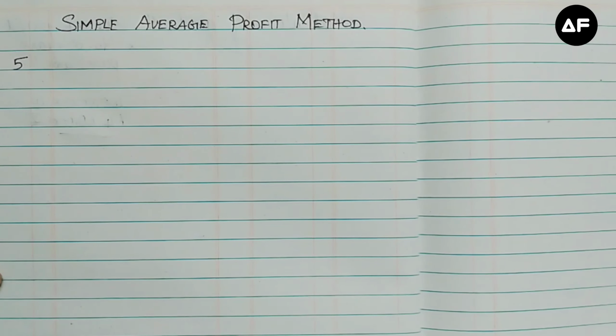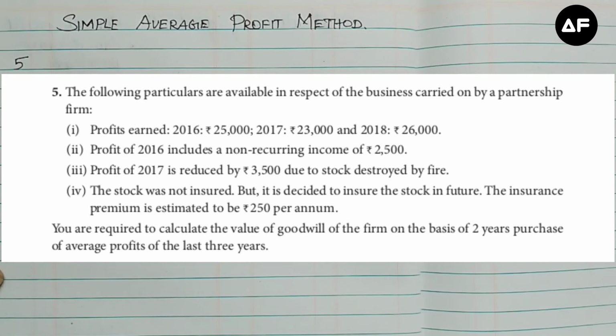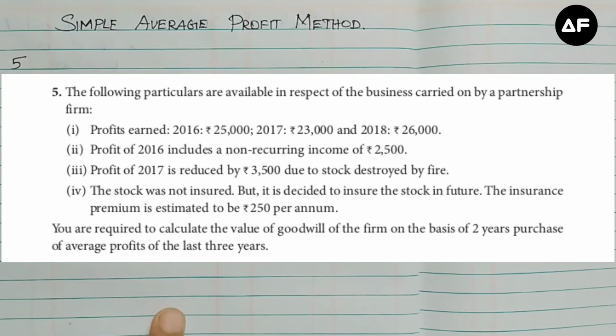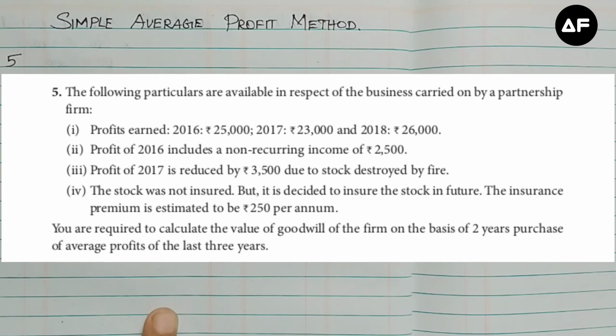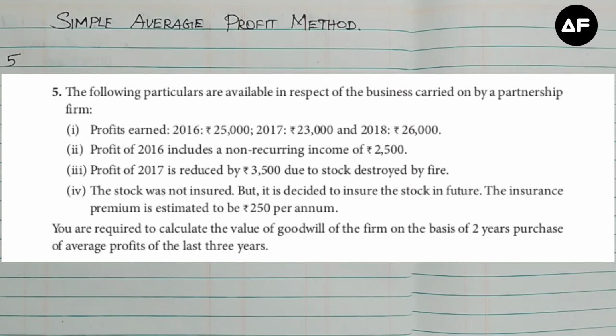Let's look into the fifth sum for the calculation of goodwill in the simple average profit method. The sum goes as the following: particulars are available in respect of the business carried on by a partnership firm. The first point shows us there are 3 years of profit given to us. The second point, 2016's profit includes a non-recurring income which must be subtracted. Third point, profit of 2017 is reduced by 3,500 due to stock destroyed by fire. So if there is any expense or a loss, we have to add it along with that particular year.